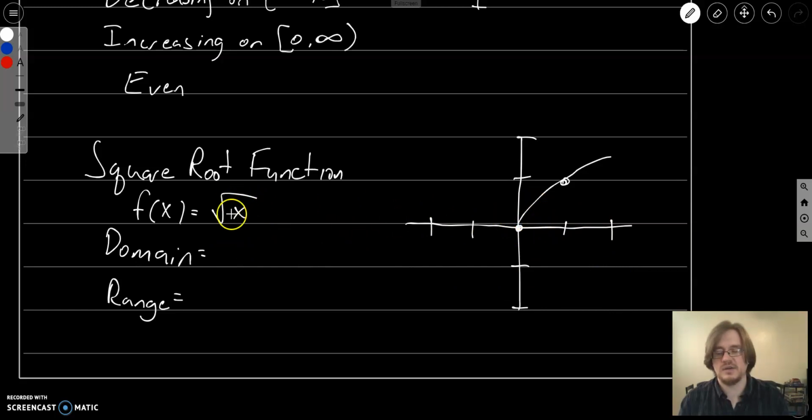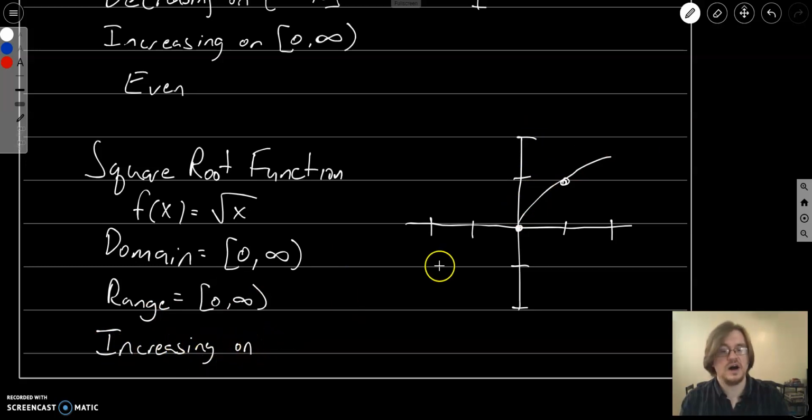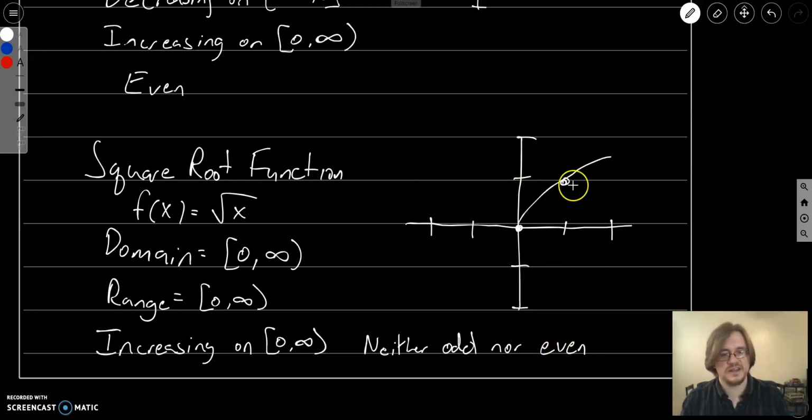So the domain here, what numbers can we take the square root of? Well, we can take the square root of any positive number, including 0. And the range, well, we can get any positive number for the range as well. So we can see that this is increasing on its entire domain, so from 0 to infinity. But this is neither odd nor even. This doesn't have reflectional symmetry across the y-axis, and it doesn't have rotational symmetry either.